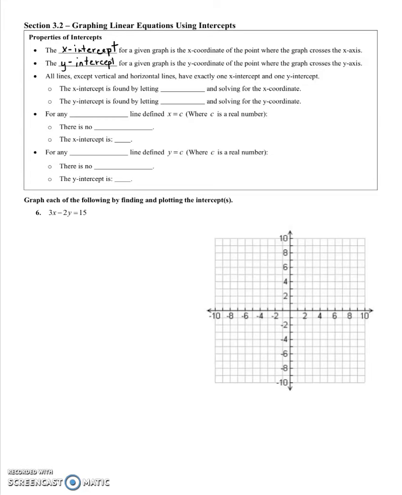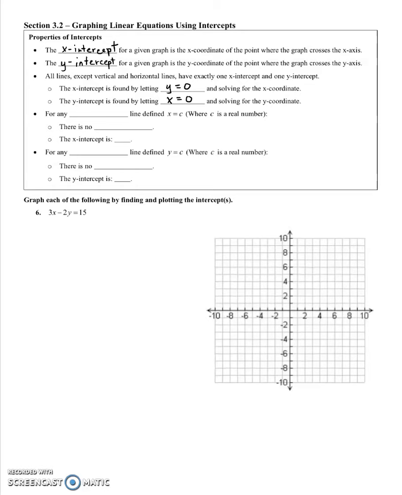All lines, except vertical and horizontal lines, have exactly one x-intercept and exactly one y-intercept. We find the x-intercept by letting y equal 0 and solving for the x-coordinate. And we find the y-intercept by letting x be 0 and solving for y.